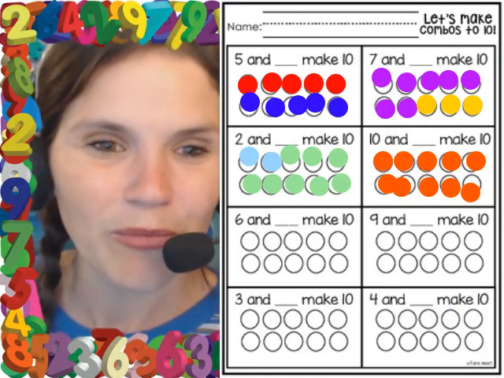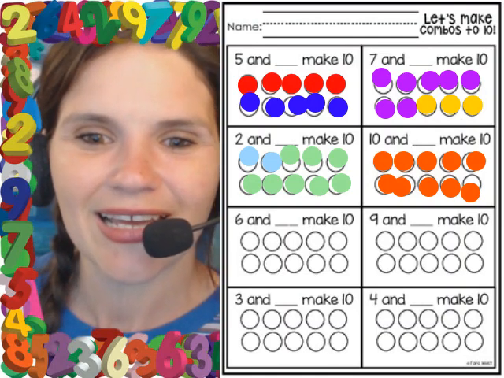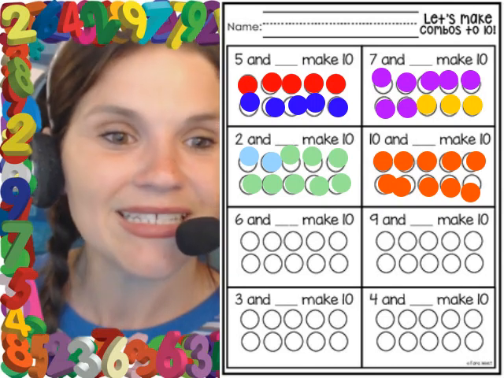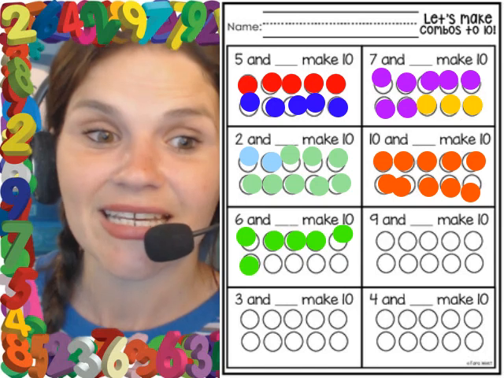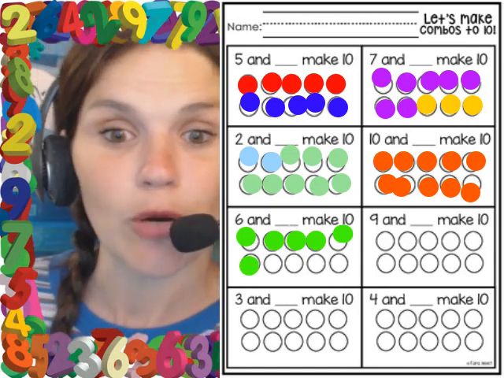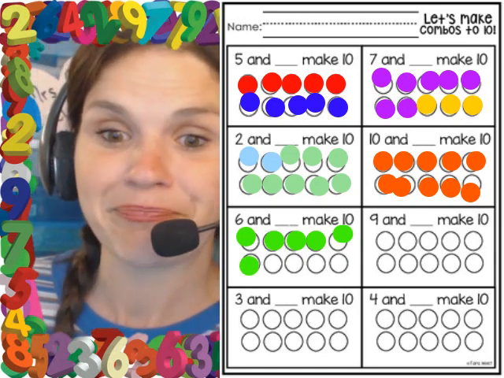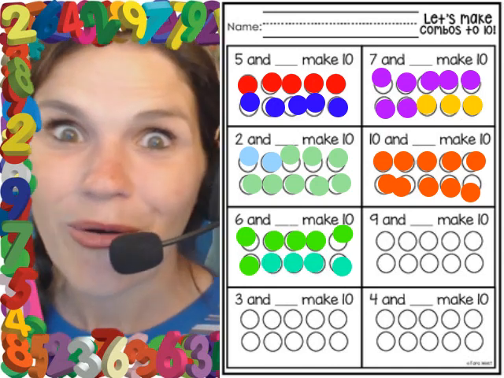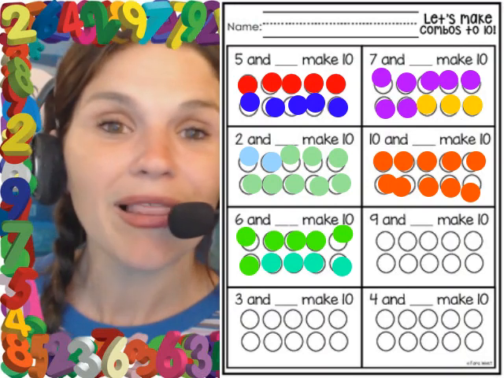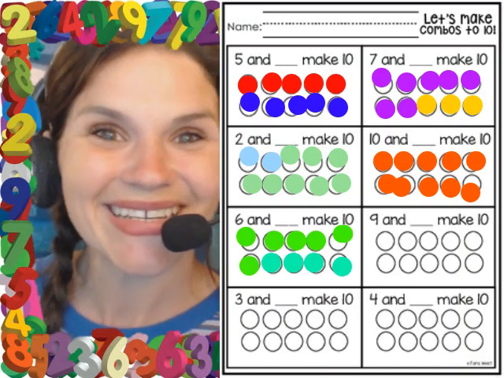All right, I said one more, but let's do just another to finish up. 6. So I've got 1, 2, 3, 4, 5, 6. How many counters are blank in our tens frame? I see 1, 2, 3, 4 more. That means 6 plus 4 makes 10.